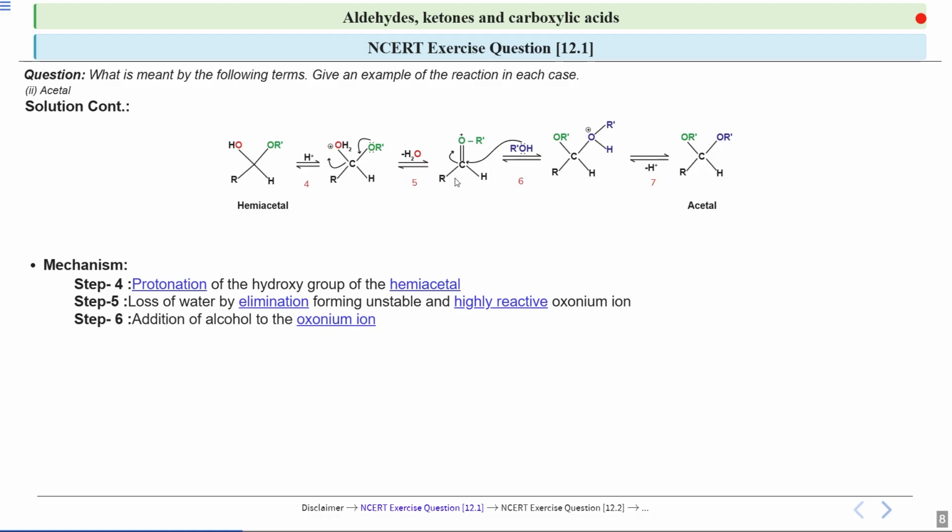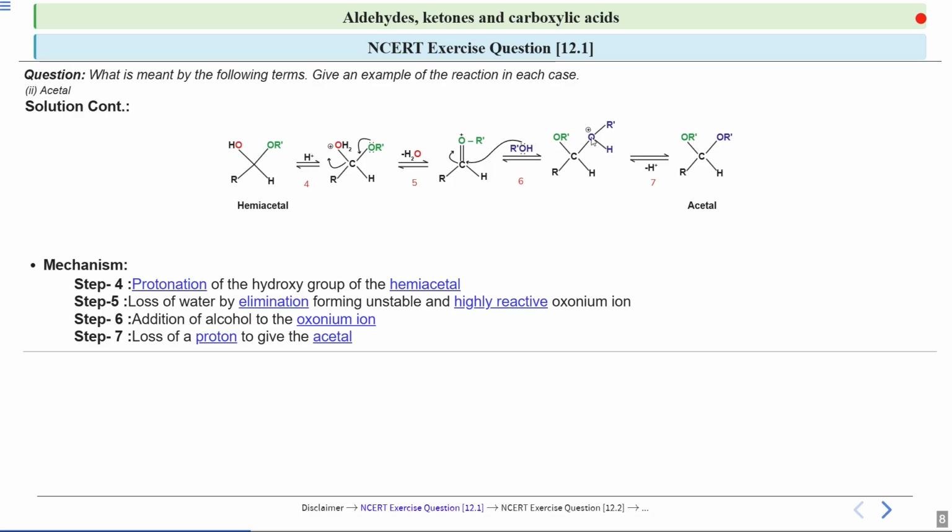Now in the next step, an alcohol molecule adds to the oxonium ion. This addition is key to forming the acetal structure. The alcohol attacks the positively charged carbonyl carbon, which creates a new bond. And you see we get this structure. Finally, in the next step, the molecule loses a proton to form the stable acetal.